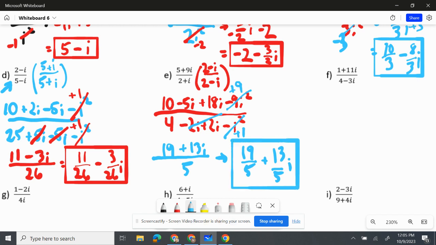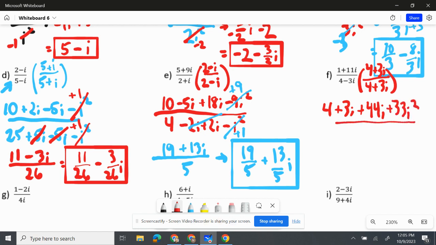For letter F, once again, our goal is to get rid of the i's in the denominator. So what we do is we multiply it by the conjugate, 4 plus 3i, and then we have 4 plus 3i. When we FOIL it, 1 times 4 is 4, 1 times 3i is 3i, 11i times 4 is 44i, and 11i times 3i is 33i squared.